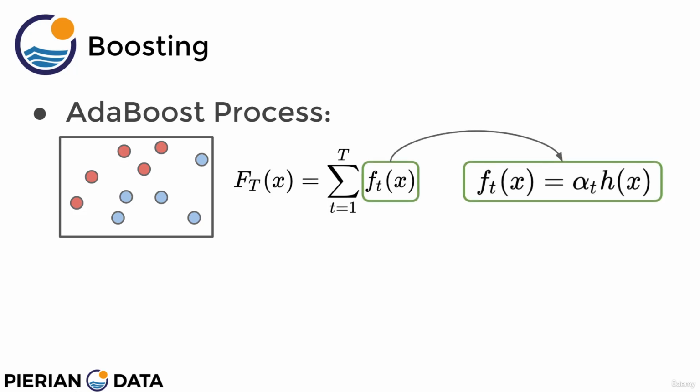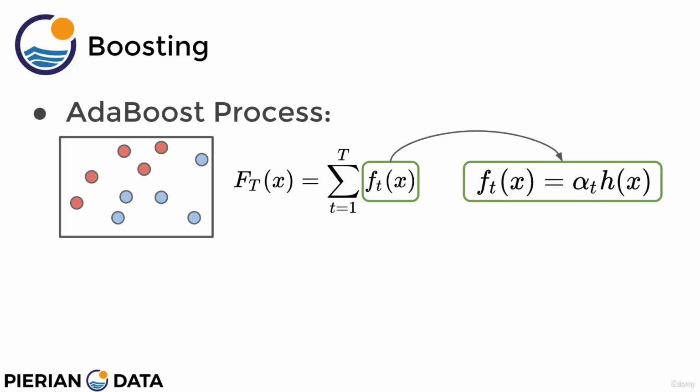Now, what do we actually use to define this lowercase f of t of x? In this case, each weak learner is going to produce what is known as an output hypothesis, or h of x. We can think of this hypothesis as just what the stump itself, that weak learner, hypothesizes the output for the classes should be. So it's going to hypothesize that some points should be red and some points should be blue. And then we have this critical component, which is this alpha parameter, or alpha of t.